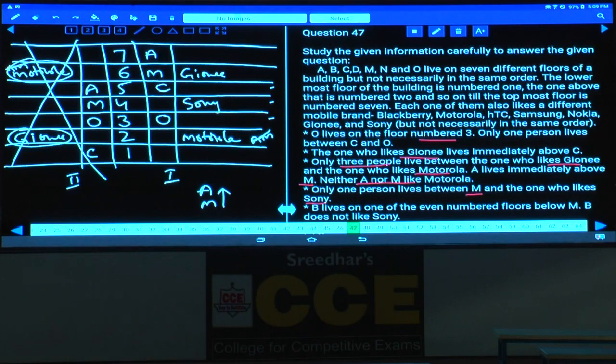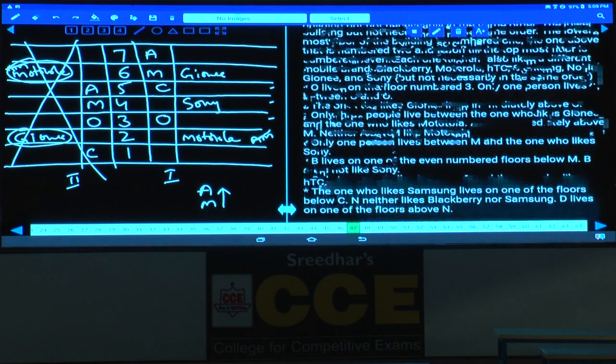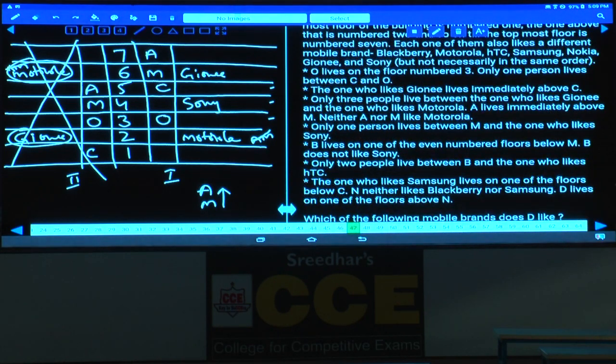B lives on one of the even number floors below M. B is on an even number floor below M, and B does not like Sony. As B does not like Sony, B cannot be on the 4th floor, but B must be on an even number floor. Hence, what is the only possibility for B? B must be on the 2nd floor. B lives on the even number floor below M. B does not like Sony.